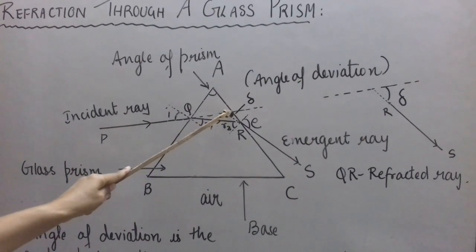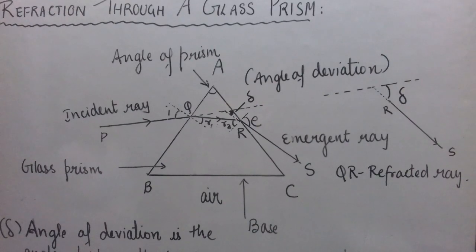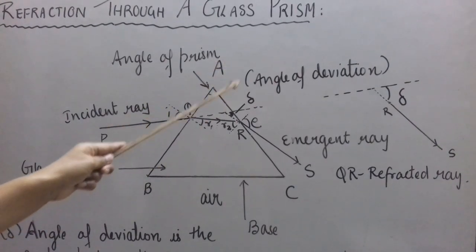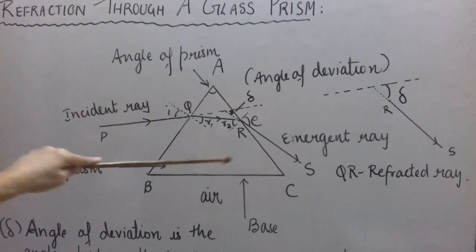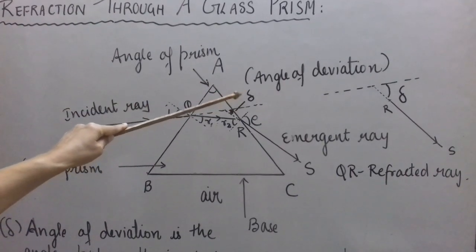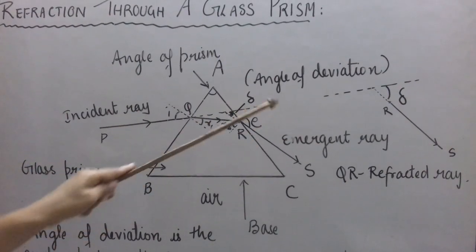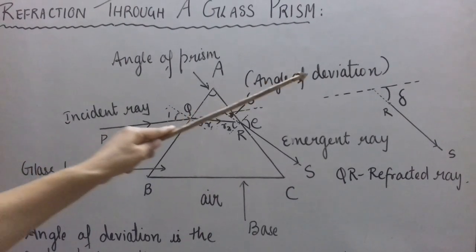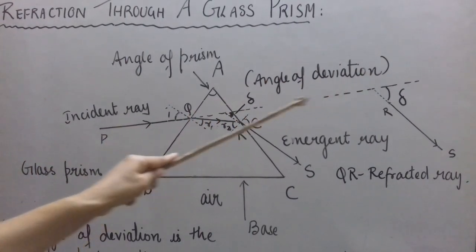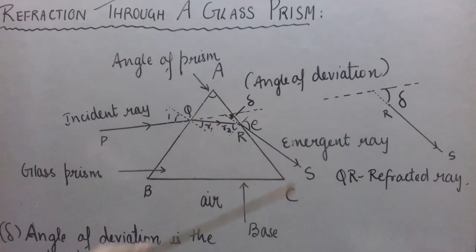Now in this case we can see that this is my incident, refracted, emergent ray. So here this darkened angle is denoted by delta, and I have named it the angle of deviation. Maybe in this diagram it is not very clear what this delta is, so I have drawn it separately there. You can see I have produced this incident ray, drawn with a dotted line, this one. And this is my emergent ray RS.